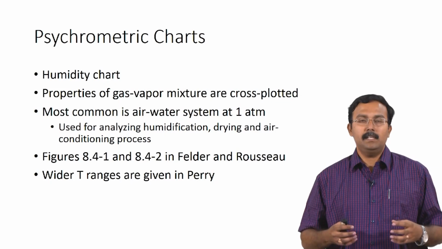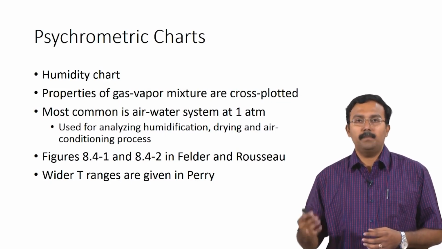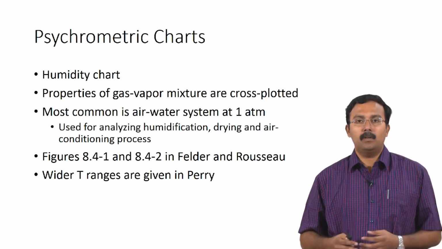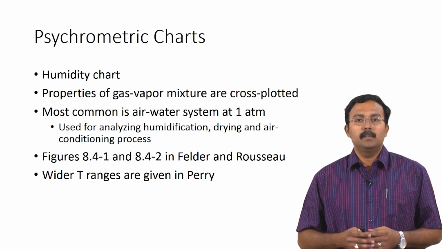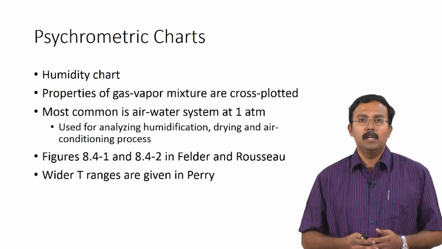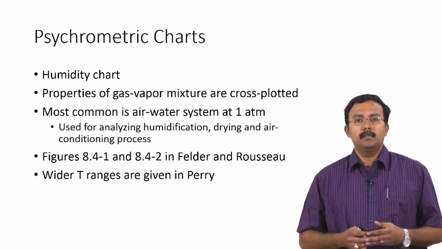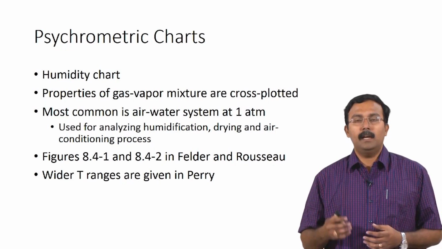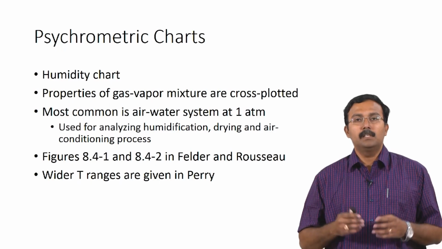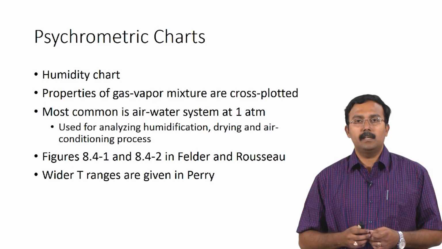So these are basically cross plotted charts which give us information about gas vapor mixtures. The most common one which is used is the air water system at 1 atmosphere. This is used for analyzing humidification, drying, and air conditioning processes, which are common in chemical and biochemical industries. Figures 8.41 and 8.42 in Felder-Russo, which is one of the prescribed textbooks, give you the psychrometric charts for SI units and for American engineering units.